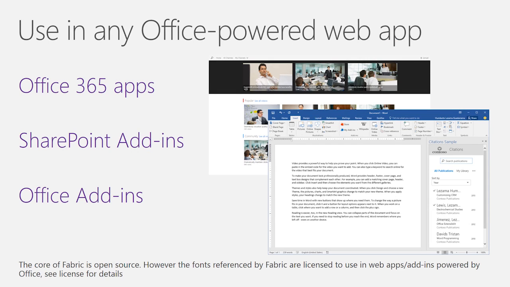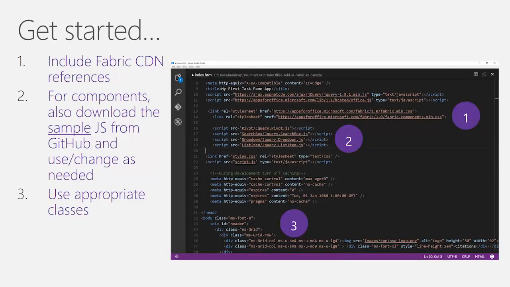Please note that the core source of Fabric is open source under the MIT license. However, the fonts that Fabric references are licensed to use in Office add-ins, which in this context means any Office-powered web app. Getting started using Fabric is simple.